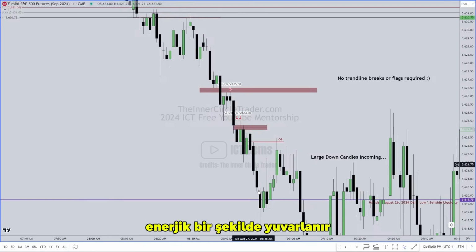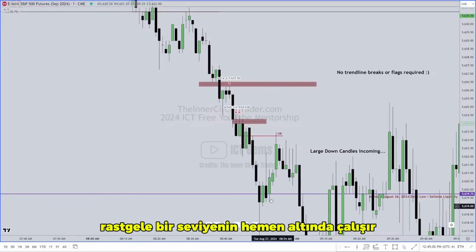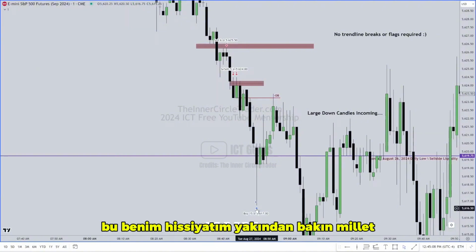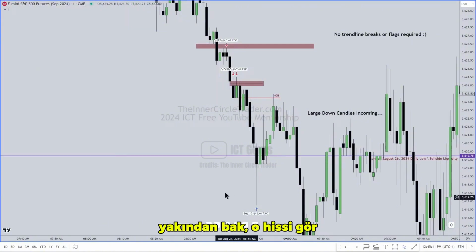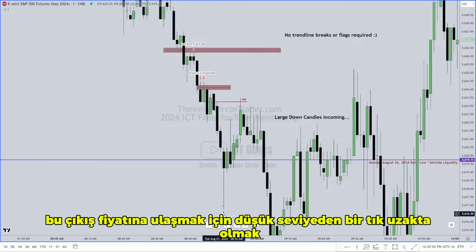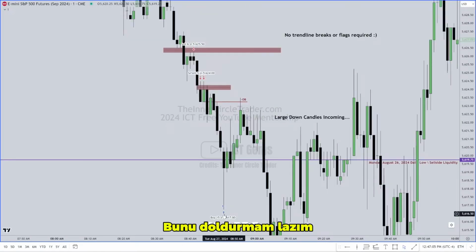Rolls over, energetically runs right below some random level, the previous day's low. And there it is. That's my fill. Look closely, folks. Look real close. See that fill? That's one tick from the low. To get that exit price, I have to have the fill that the low of the candle forms. It's only one tick difference.